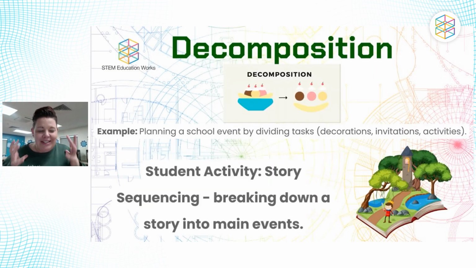All right, so decomposition. I like to use ice cream because who doesn't like a good sundae? So you have those bananas and the ice cream, and you take it out, and now you have each little piece, right? So this example I like to use is planning a school event where you have to divide the tasks into different things. So, okay, I need to do decorations, invitations. I have to plan activities. It's a really important concept for kids to learn, but also as adults, like if we don't have it broken down, oftentimes, again, we're going to miss an important key part of that.